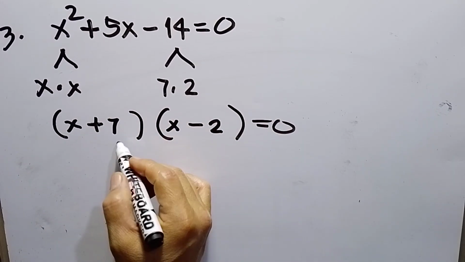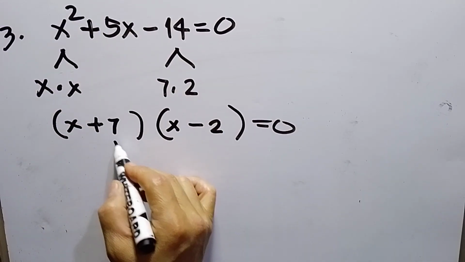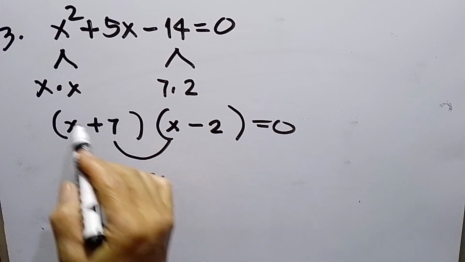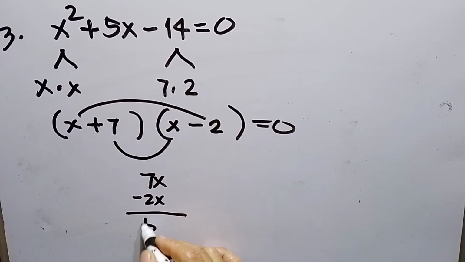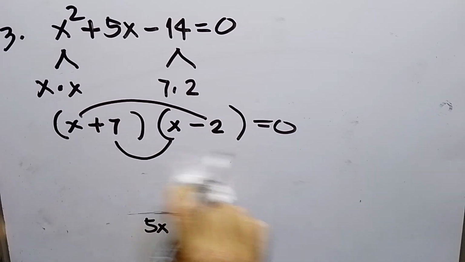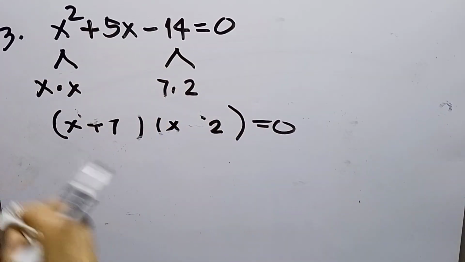Now let us check if we come up with the middle term, which is positive 5x. This will be 7x. This one is negative 2x. So this will be 5x. So correct. So my factors are x plus 7 and then x minus 2.